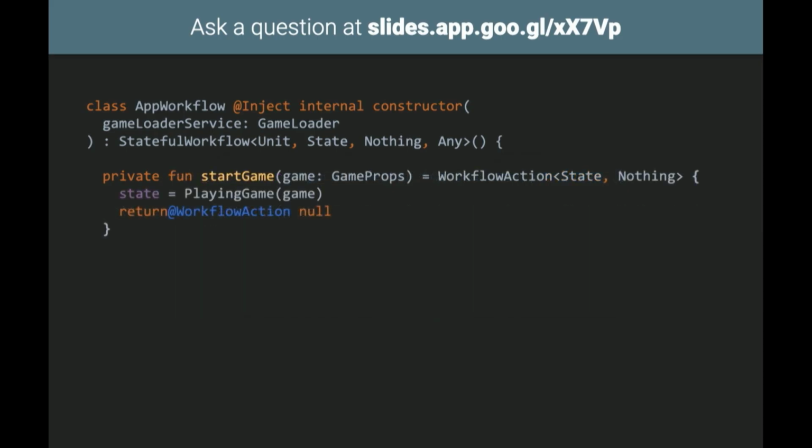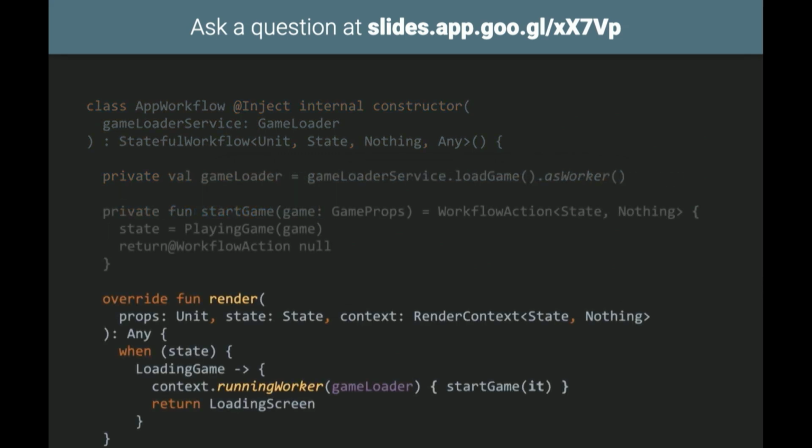So once we actually load the game, we need a workflow action to start playing the game, and it's pretty simple. We just set the state to playing. We store the game props that we just loaded in there, and we don't emit any output. To render this state, we just ask the context to run the worker, and we pass a lambda that gets run when the worker emits something.